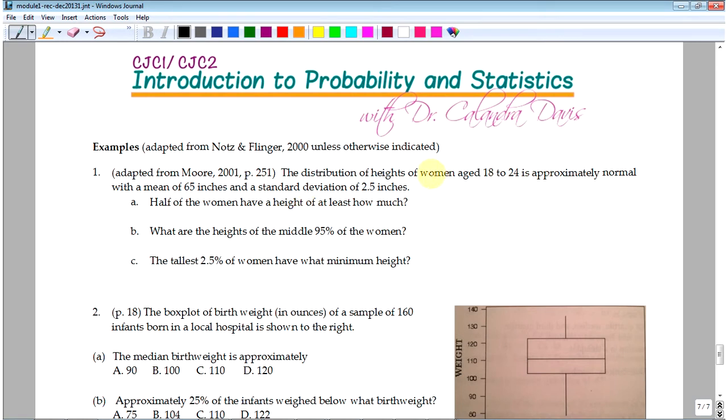Well, since we're told that the distribution is normal, you want to think of that bell-shaped curve that we talked about earlier. And for the bell-shaped curve, the mean occurs right in the middle of that bell. So therefore, half of the women have a height of at least the mean. So our answer here would be 65 inches.